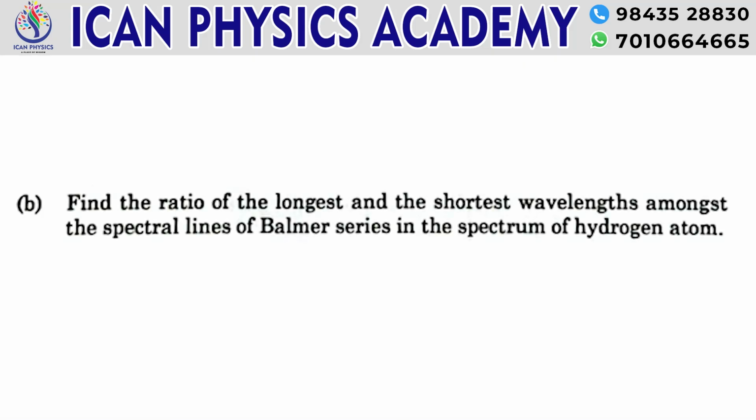So the next question, 37b. Find the ratio of the longest and shortest wavelength among the spectral lines of Balmer series in the spectrum of hydrogen atom.